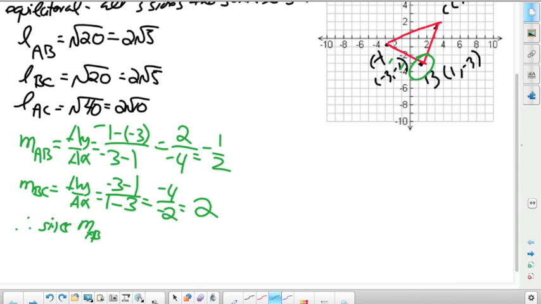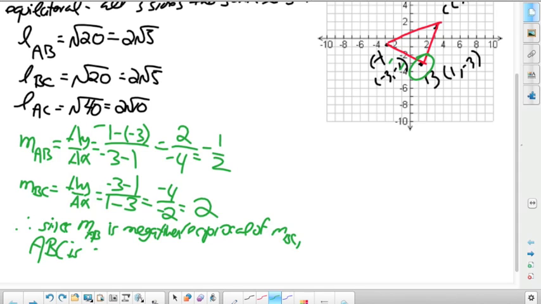MAB is negative reciprocal of MBC, ABC is a right angle triangle. Right angle isosceles triangle.